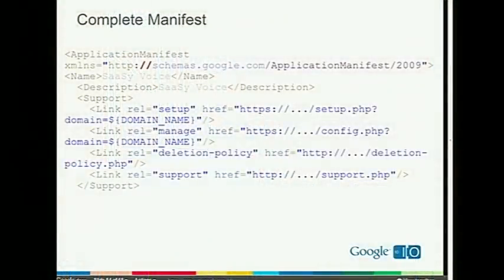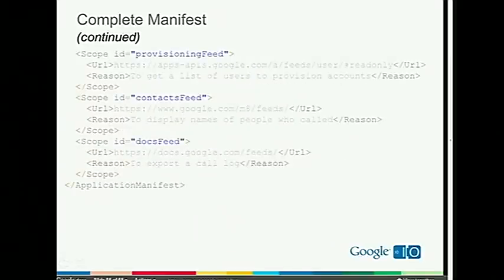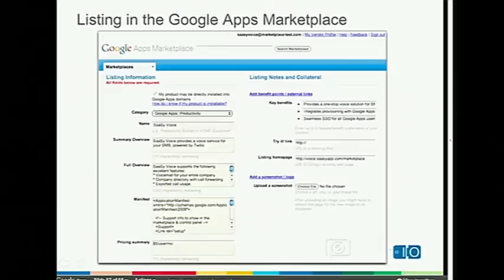Sell. This is why you're all here, selling your application on the marketplace. And we're going to go through the different steps for that. First of all, Steve talked to you about the manifest file and the format of that. You want to get that all together into your copy buffer, and then you want to go visit the marketplace.